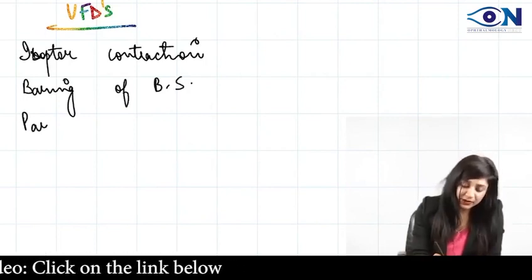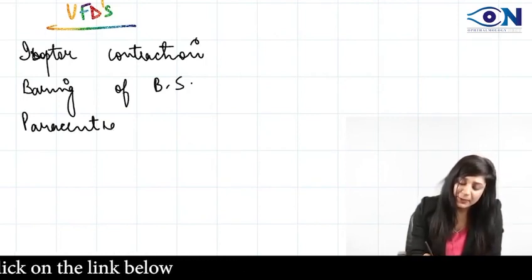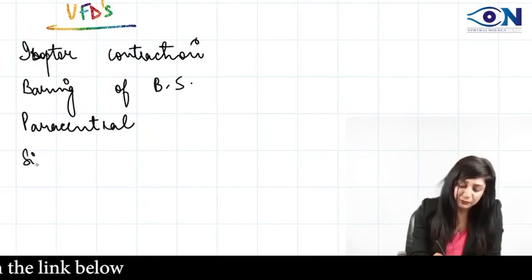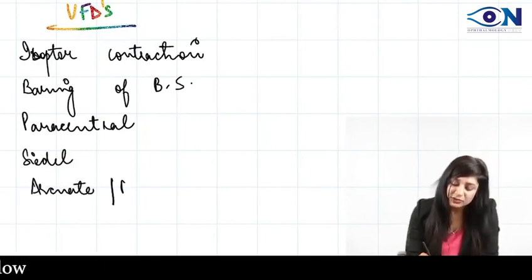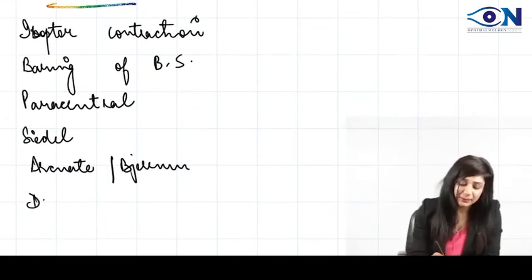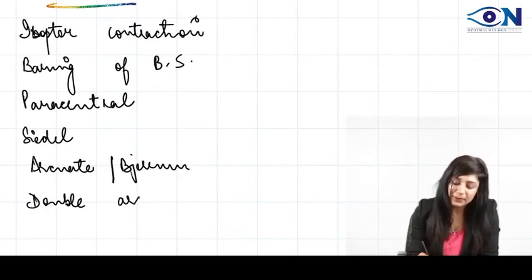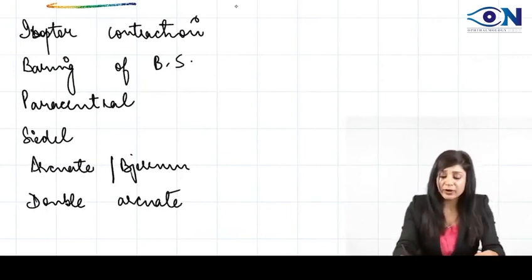First important one was the paracentral. Paracentral will combine and form the Siddle scotoma. Then is the Arcuate scotoma, which is also called the Jerome scotoma. And next is the double arcuate scotoma. Now, what was the mnemonic here?